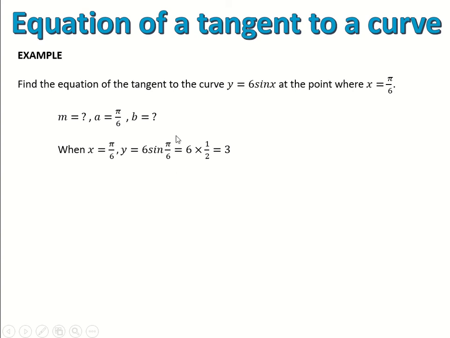This is an exact value. Sine pi over 6 is a half. Okay, change it to degrees if you want. It's 30. Sine 30 is a half. So it's 6 times by half, which is 3. So that gives us our b value. It gives us the point at which we have this tangent, (pi over 6, 3).